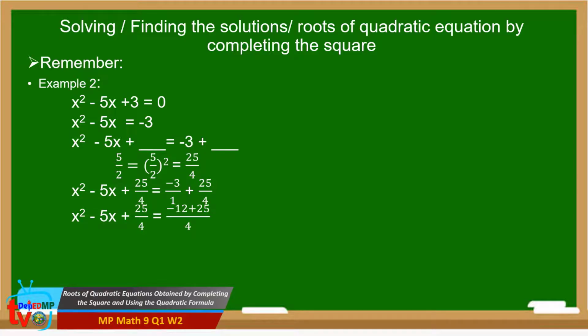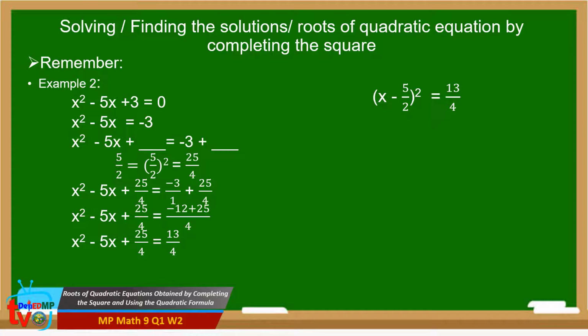Write the denominator by multiplying 1 and 4, which is 4. And simplify the numerator by combining negative 12 and 25, which is 13. That means the right side is 13 all over 4. Now, we write down the left side as the square of a binomial: the quantity of x minus 5 all over 2, raised to the second power, equals the right side, 13 all over 4.